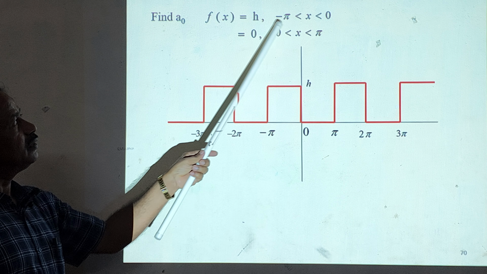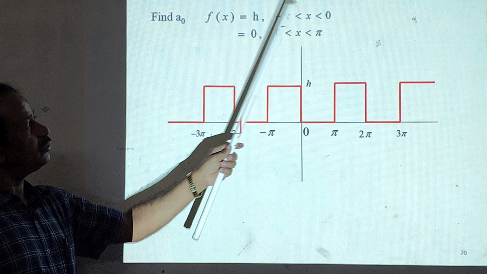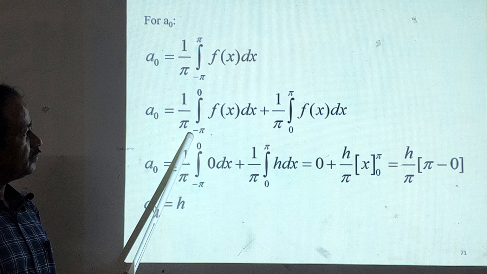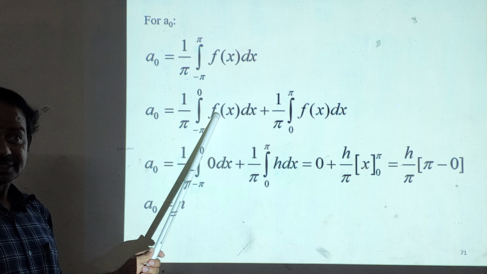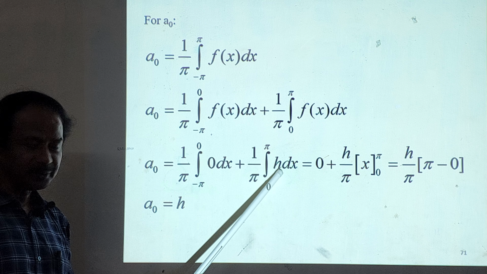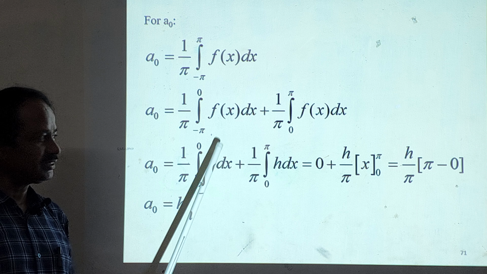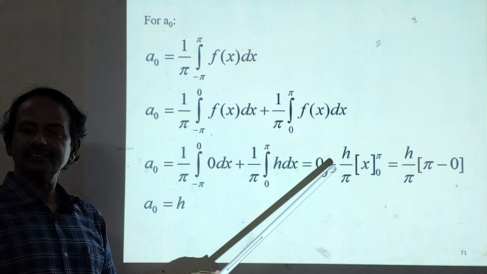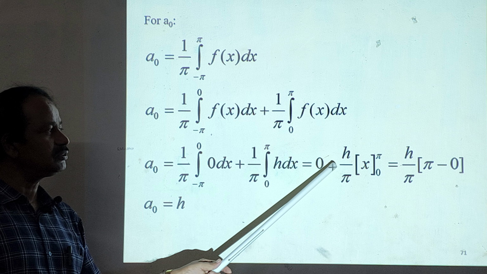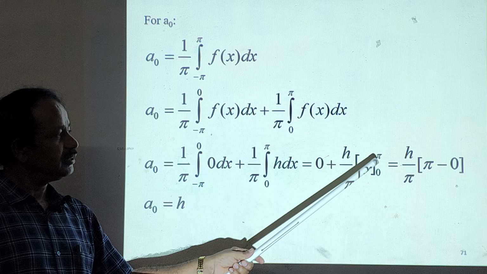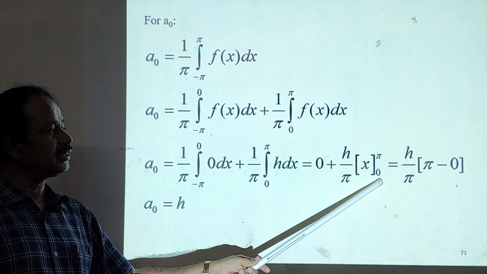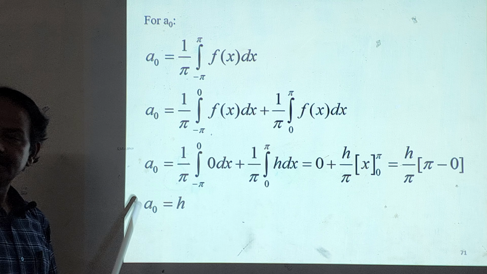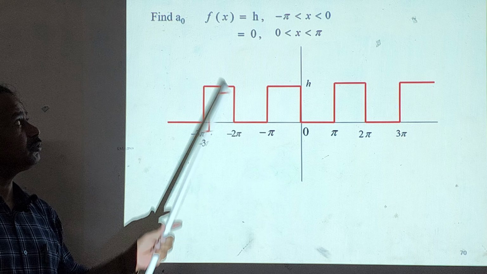Okay, see here, from minus pi to 0, f of x equals h. So this becomes h dx, this becomes 0. However you will get the answer, but this is wrong. So instead of h dx you can pull out h, and that will give me x. Substitute the upper limit and lower limit, that will give you h pi divided by pi, and pi will get cancelled. Your a naught equals h. So in this problem your a naught equals h.